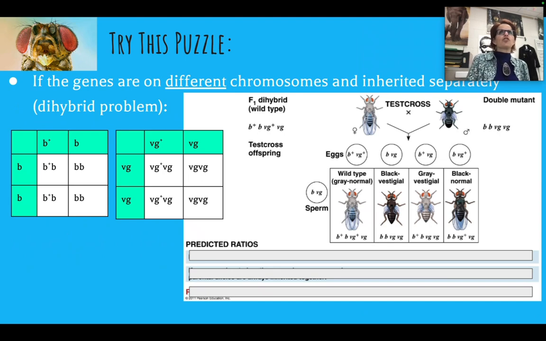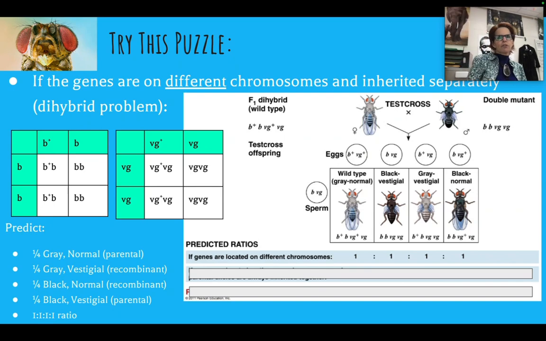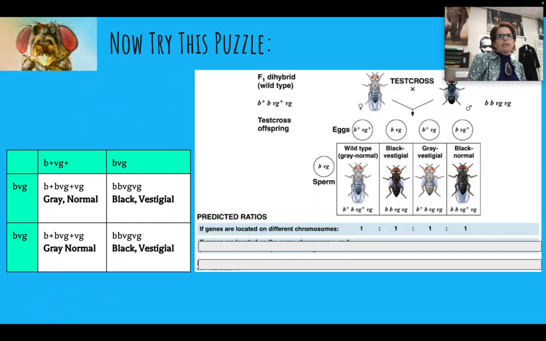It says if the genes are on different chromosomes and inherited separately, then we would do a dihybrid problem. So we're talking about the shape of their wings and the color of their bodies. We would expect a quarter of them to be gray normal, a quarter, a quarter, a quarter. That's what we would expect if they're on different chromosomes.